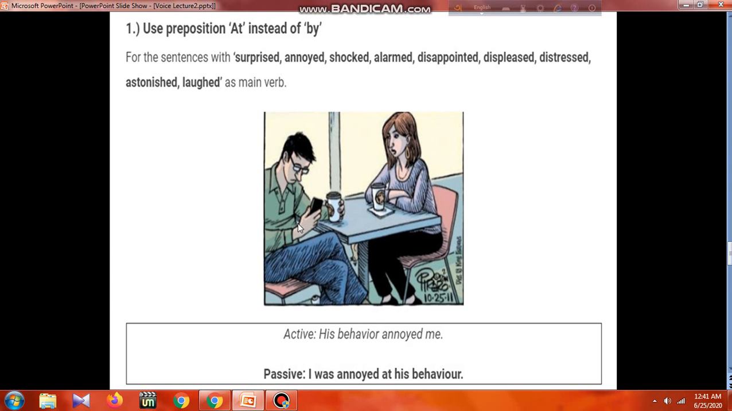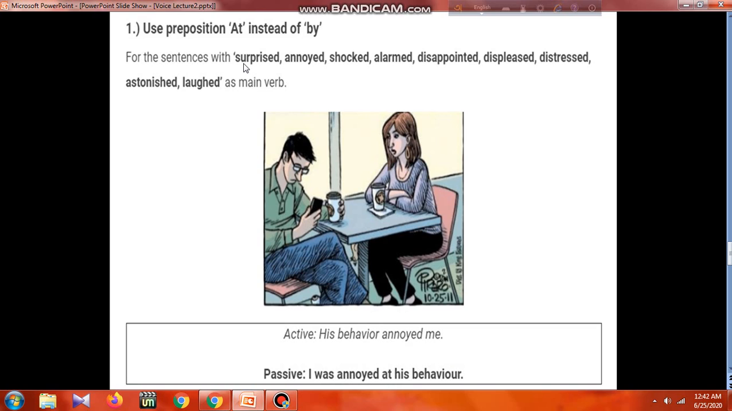So first is to use the preposition at instead of by. In some cases we use at. In which cases? For the sentences with surprised, annoyed, shocked, alarmed, disappointed, displeased, distressed, astonished, laughed. So we use at. If you see the example, his behavior annoyed me. So, I was annoyed at his behavior.